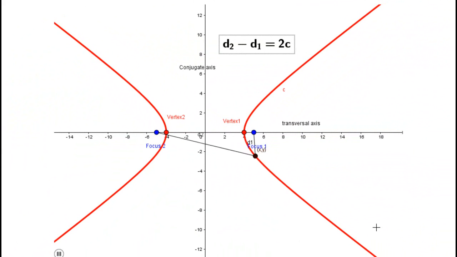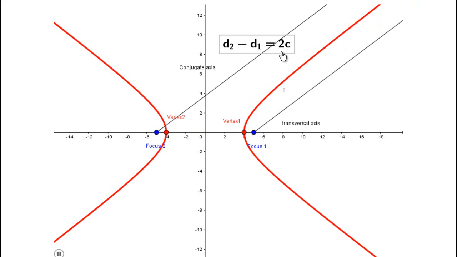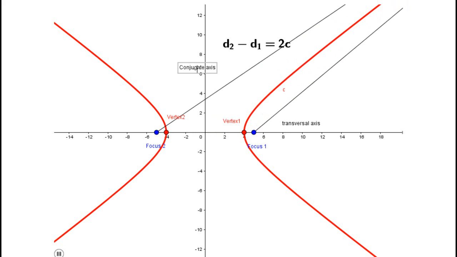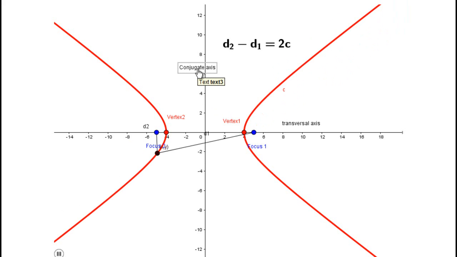Okay, this is the idea for the definition of the hyperbola. In the hyperbola we have two vertices, these are the red points, and two foci, these are the blue points. And the distances d1 and d2, when you subtract them, give one number, always constant. You have two branches of the hyperbola. In this case, the transverse axis lies on the x-axis, and the conjugate axis lies perpendicular to it, on the y-axis. Okay, this is the idea for the definition of the hyperbola.